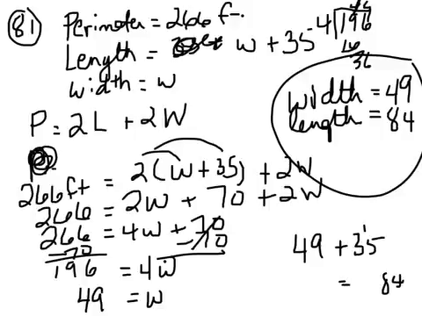Now we could check this to see if it actually works. Let's see, 2 times 49, remember, because it's 2 times the length and 2 times the width, so I just basically double each dimension and add them together. 2 times 49 would be 98, and 2 times 84 would be 168, and if we did it right, it should add up to 266, and it did, so it worked.